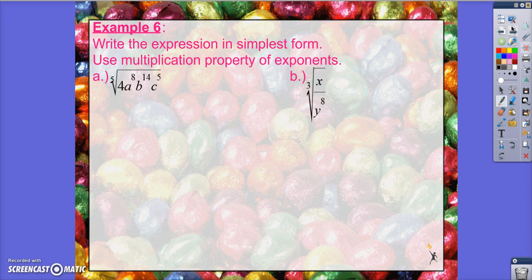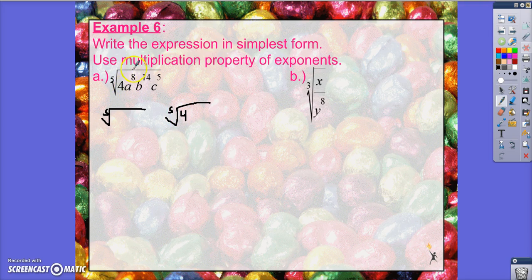All right. So last example, example 6, write the expression in simplest form, use multiplication property of exponents. So you see I have a 5th root. Once again, using the product property, I'm going to split it up into 2 big roots. The first root on the left is going to have all my nice perfect 5th powers because it's a 5th root, right? And the one on the right is going to have everything else that's left over. So let's start from the beginning. Is 4 a perfect 5th root? No, it's not a nice number, so it goes in the leftover root.